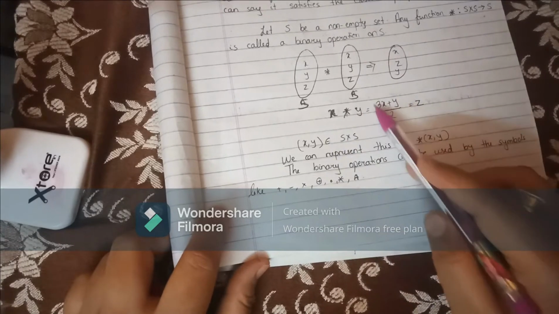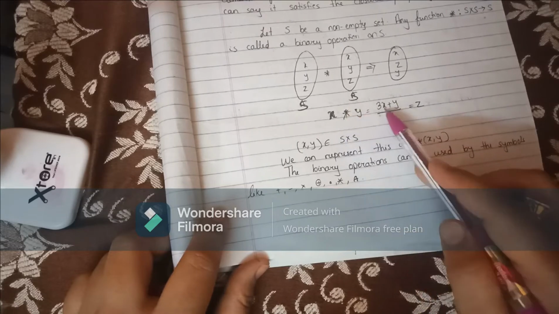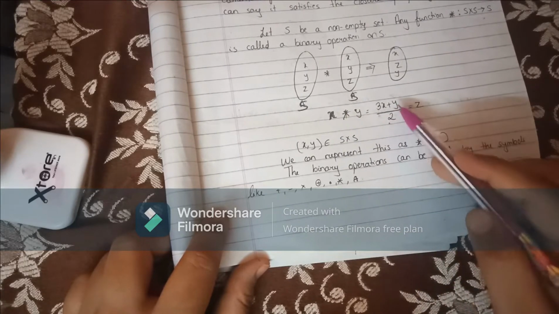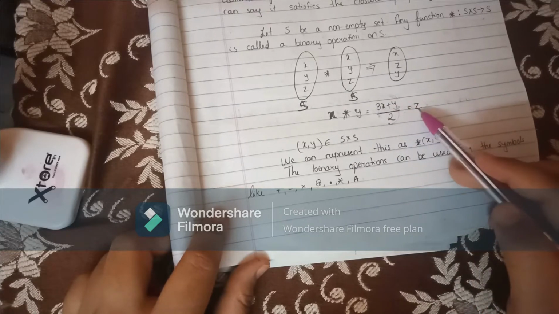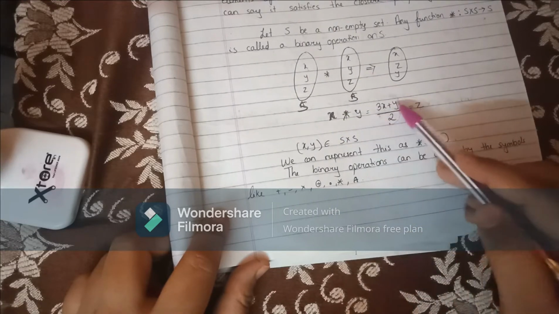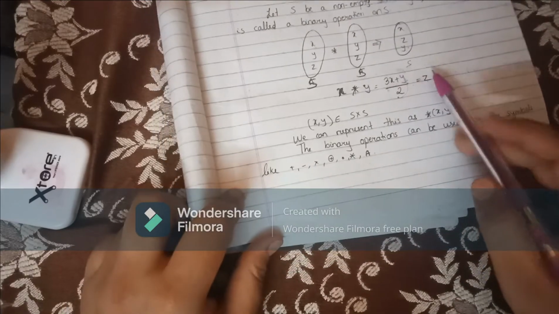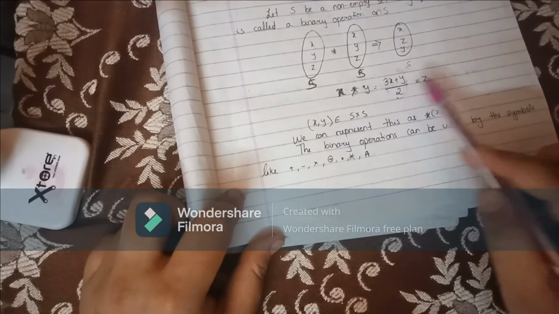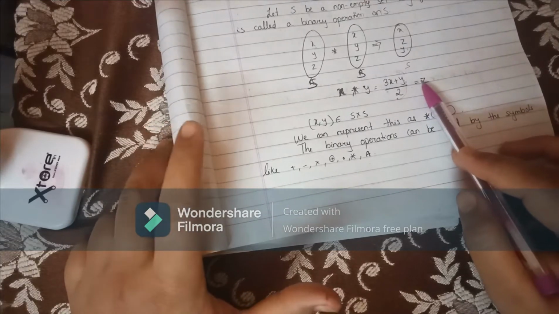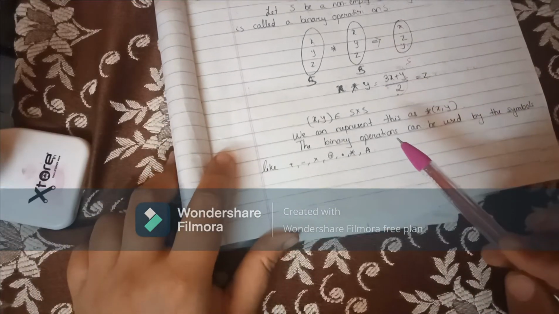Here is one example I have given you: x star y is defined as 3 times the first plus the second, that is y, the whole divided by 2, and I took this as z. So I am taking x from S, y from S, and whatever answer I get is again in S, that is z. That means this is a binary operation. We are not sure whether it satisfies the other properties, but it must satisfy the closure property because this is a binary operation.